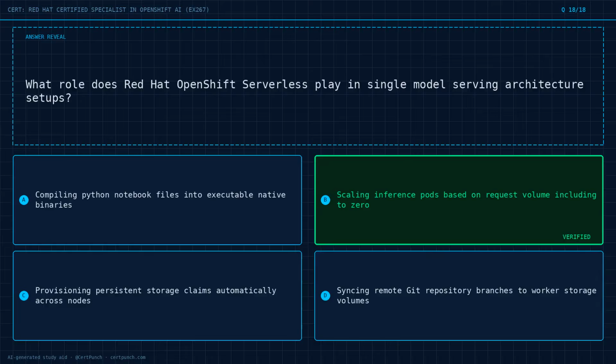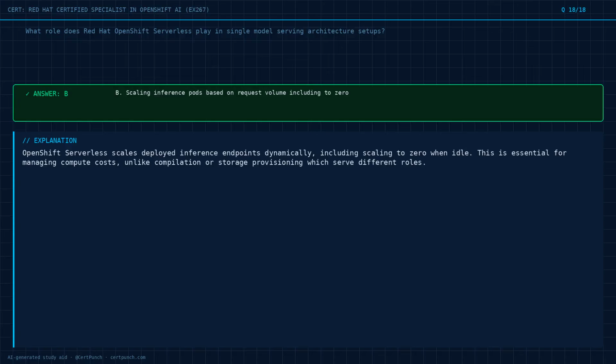The correct answer is option B. Scaling inference pods based on request volume including to 0. What the exam tests here. OpenShift serverless scales deployed inference endpoints dynamically, including scaling to 0 when idle. This is essential for managing compute costs, unlike compilation or storage provisioning, which serve different roles.